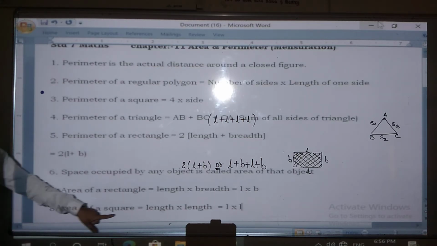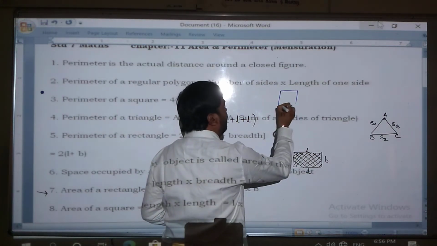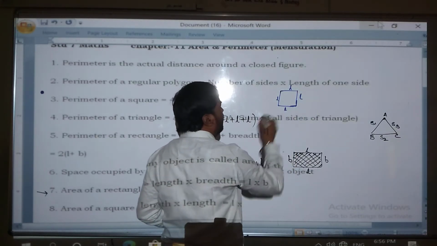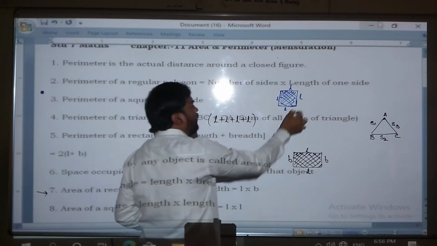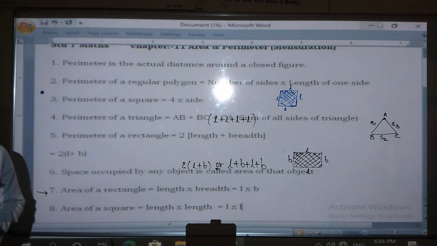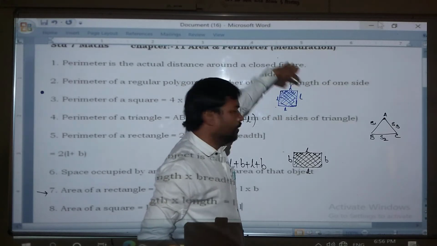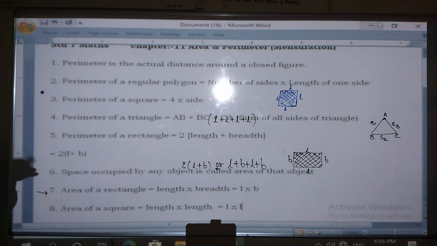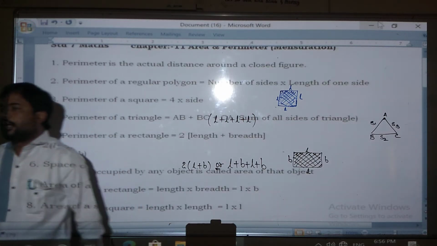Now area of square. You must be very familiar with the word square. Square means what? The shape that has all the sides of equal length, right? And we are going to find the area, meaning the shaded part. So that will be L multiplied by L. So area of square is length multiplied by length, that is L multiplied by L.